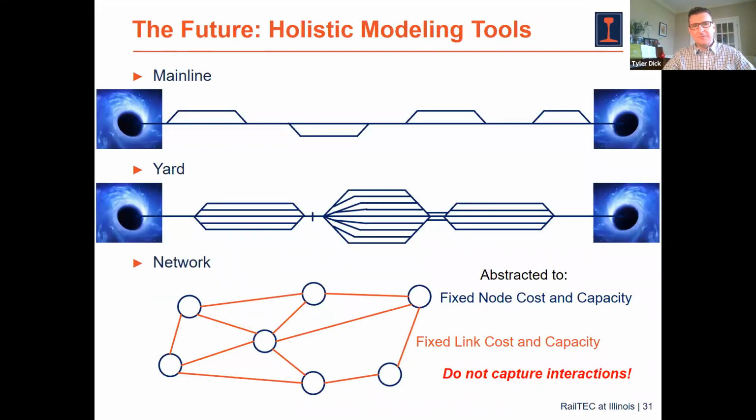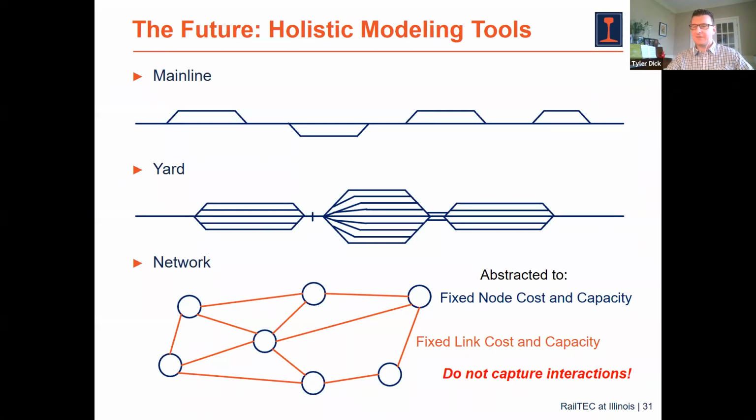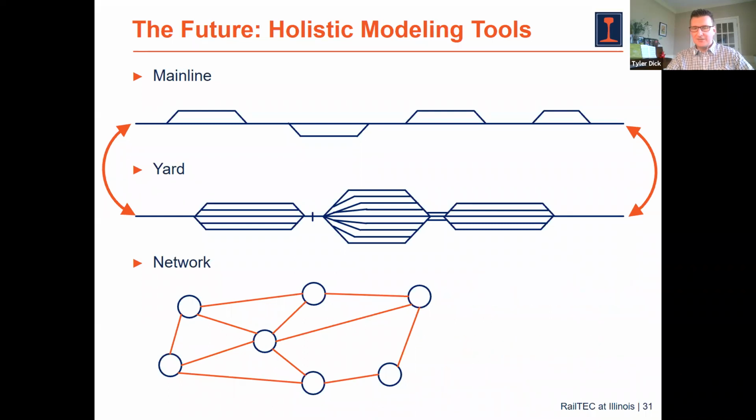So what's the future? If we go back to our modeling tools, the idea is, can we use these types of concepts, taking advantage of new simulation tools and computing capabilities, to remove those black holes at the end of our mainline models and our yard models and provide some links that can actually connect them? Can we have better connections between our mainline models and our yard models? And then when we look up at a network concept, can we take some of these abstractions and our fixed node costs and capacities and fixed link costs and capacities away and come up with ways to wrap our connected mainline and yard models into our overall network model?